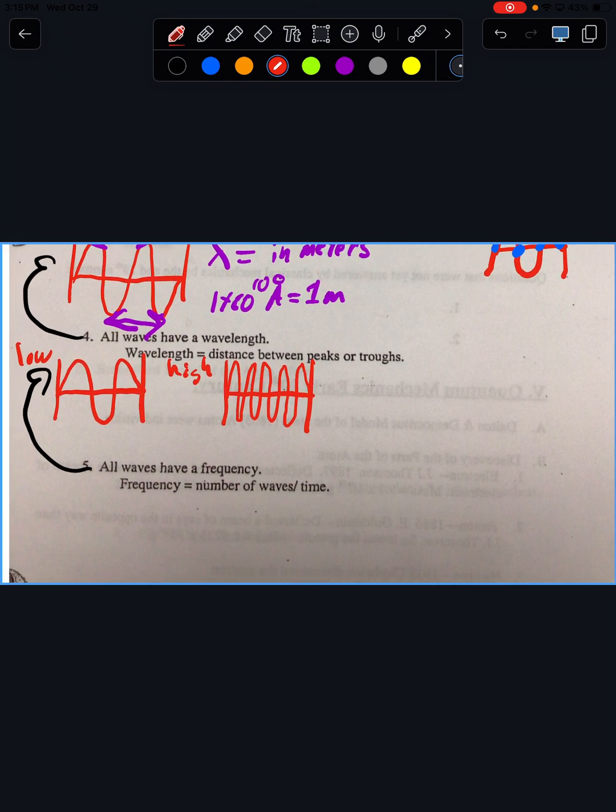So frequency is the number of waves per time. Usually we use the letter F. Some books use the Greek letter nu. Okay? So I switch between the two, so you're exposed to both of them. F or the Greek letter nu stands for frequency. The textbook uses nu.